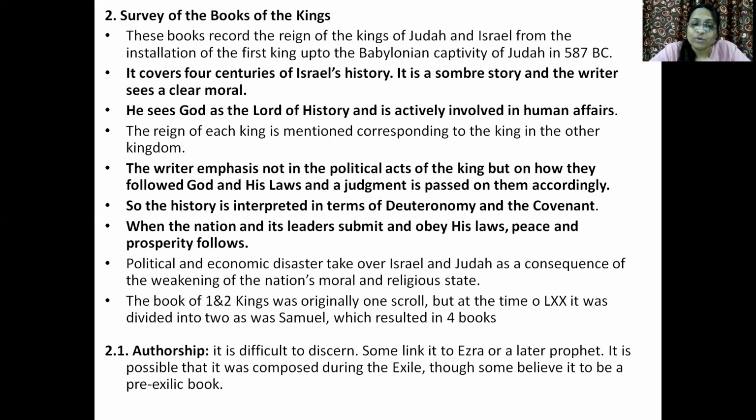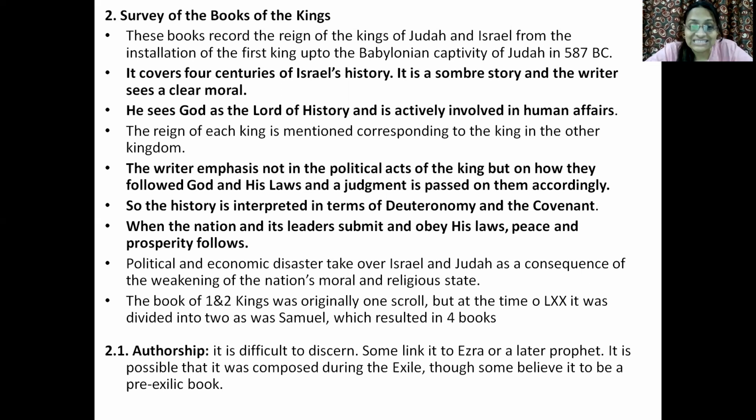So political and economic disaster took over Israel and Judah as a consequence of the weakening of the nation's moral and religious state. He says that when the nation became weak morally and religiously, economic ruin took over Israel and Judah. There were attacks, and people were looted, and everything was happening at that time.